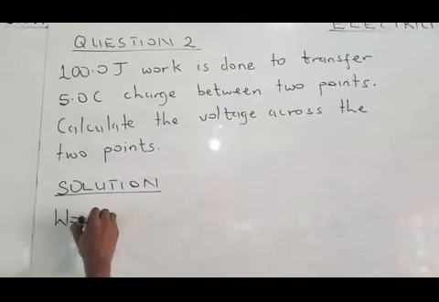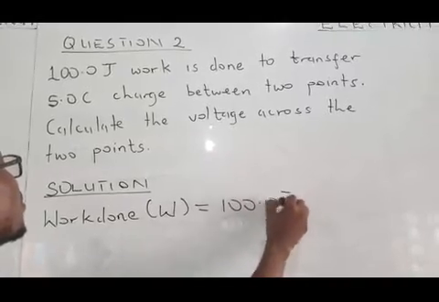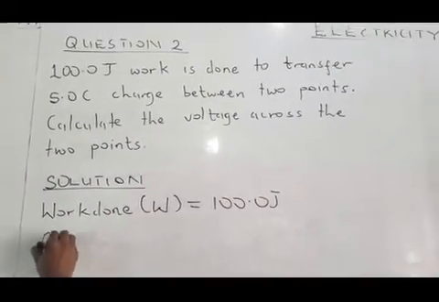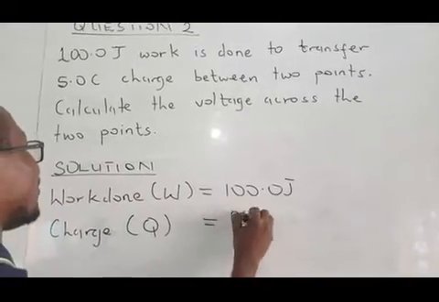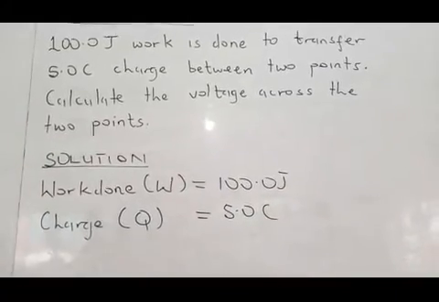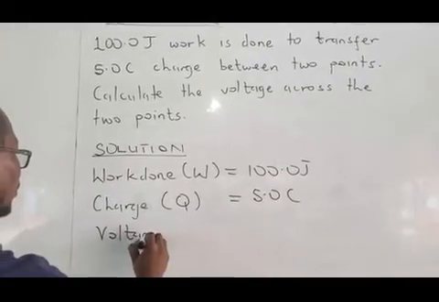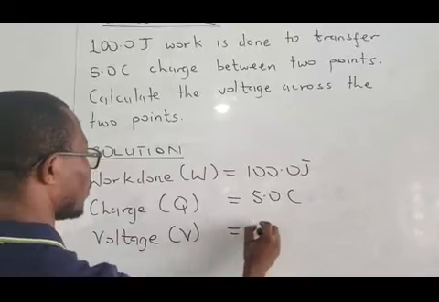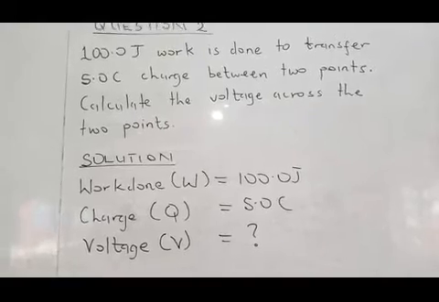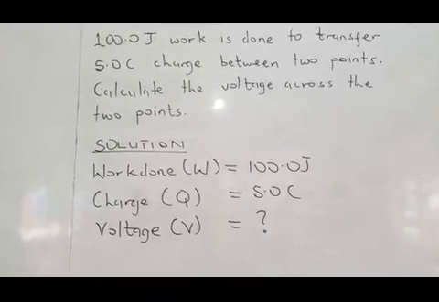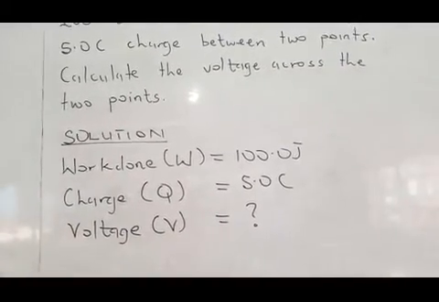So you have work done, W, as 100.0 joules. We also have the charge. Charge is represented as Q. That is equal to the 5.0 coulomb. And from these two information, you've been asked to calculate the voltage. So you ask yourself, from this set of equations, which of them will you use to solve for V? So it should be an equation that connects W, Q, and V.